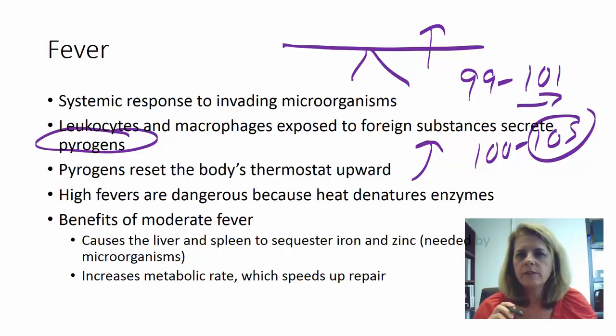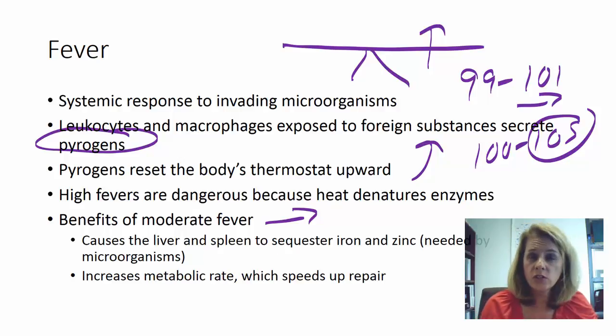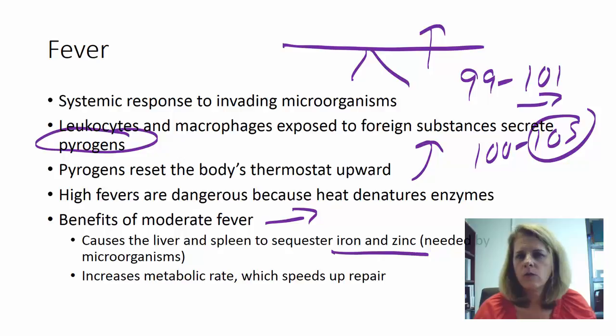But you don't want to just kill a fever. If you're starting to feel sick and you've got that 99, 100, 101, 102, you don't necessarily want to stop that fever because it is helping you out. Some of the benefits: it causes the liver and the spleen to sequester, which means take out or store or get out of circulation, iron and zinc. Microorganisms like bacteria need iron and zinc, and so they can't live without it. So you're basically taking away something that they need, which will allow them to die.